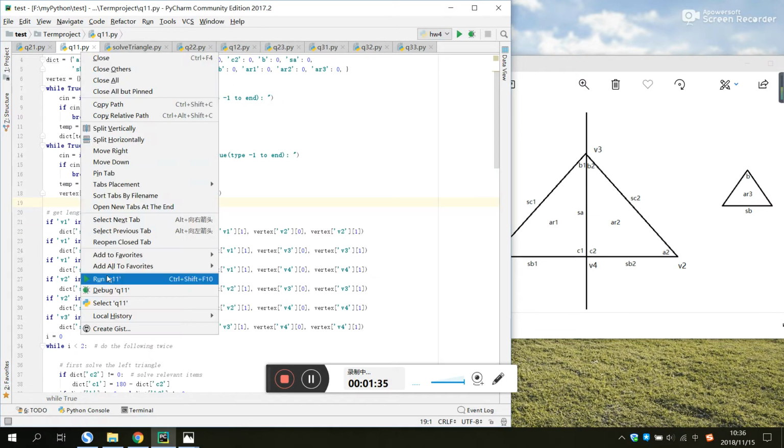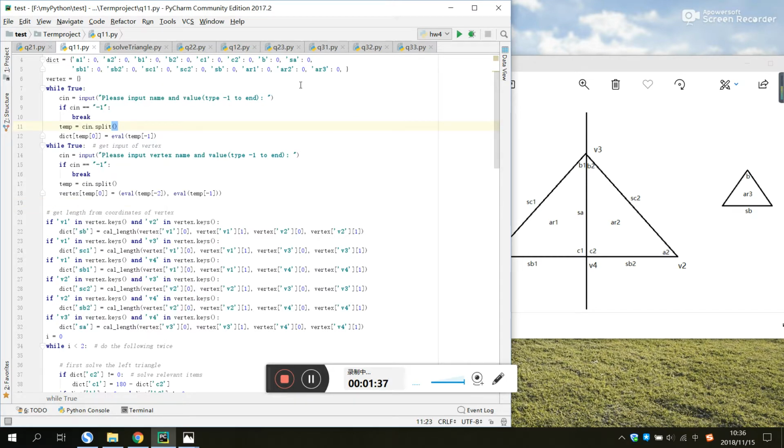First, let's run it. Okay, let's introduce it first. My solver first asks the user to input the name and value of the known items. I divide it into two parts. The first part asks the user to input angles, lengths, and areas. The next part asks the user to input the coordinates of vertices. Now let's start it.